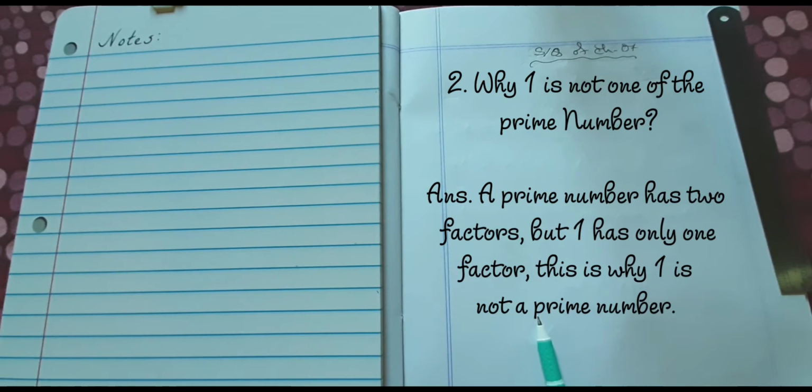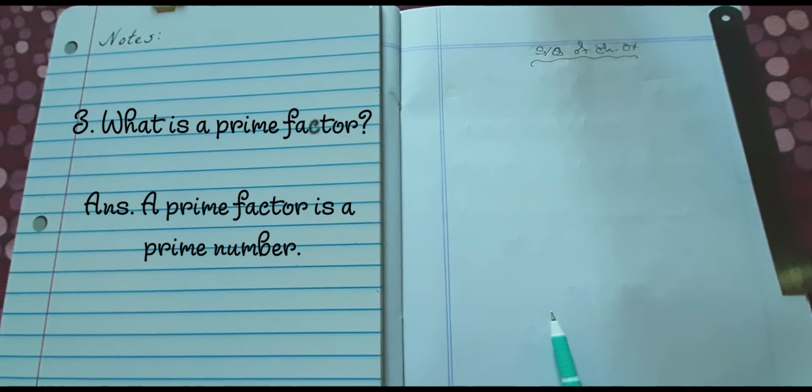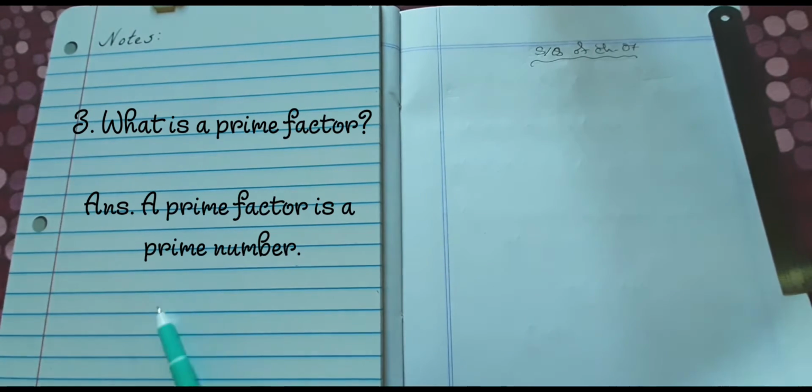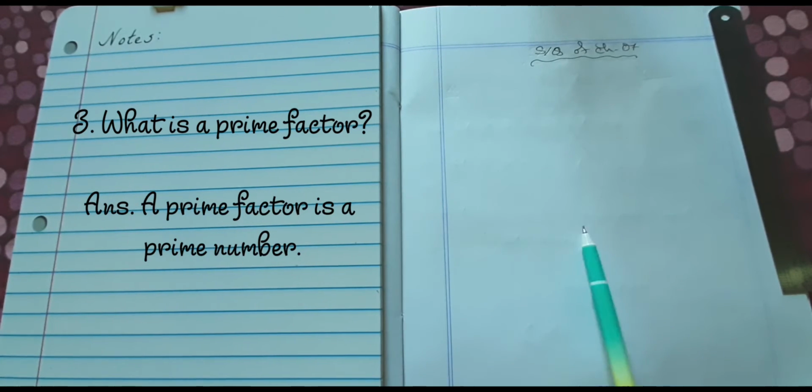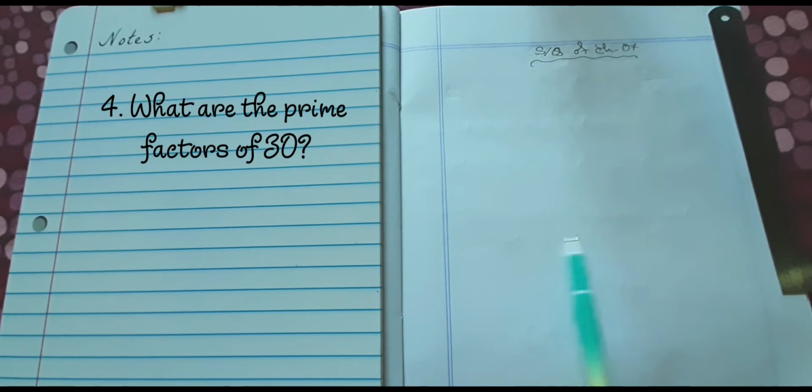Okay, now the third question you can see over here. What is a prime factor? A prime factor is a prime number. Okay, a prime factor is a prime number. The fourth question you can see is, what are the prime factors of 30?